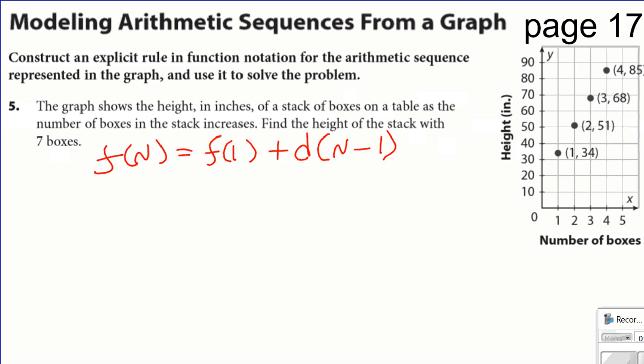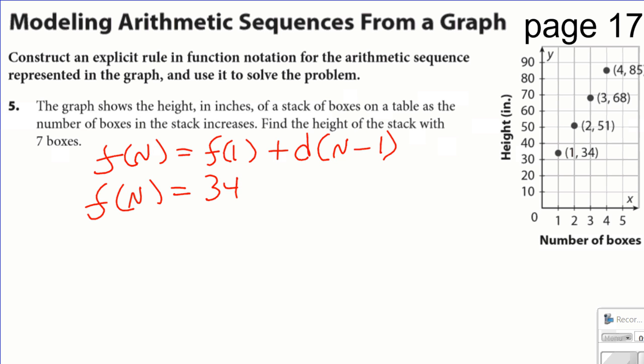All right, so the first term is the first term here. So at 1, what is it? It's 34. So I'm going to write out my function here. f(n) is equal to f(1), which will be 34, plus my common difference. I get that by doing 51 minus 34, and when I do that, I get 17.